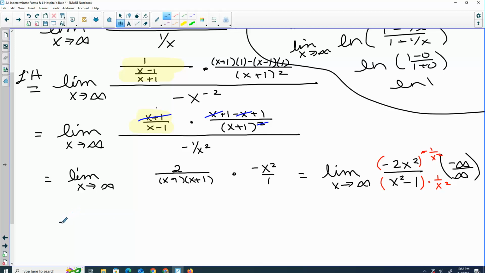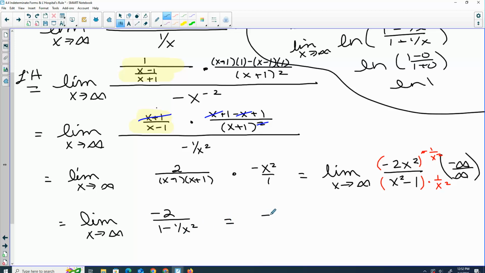How do we know when to do L'Hopital's again? If it's still an indeterminate form. Technically you could do either, or L'Hopital's until you die. But if it's a polynomial over a polynomial, you could do 1 over the highest power of x. I think it becomes negative.